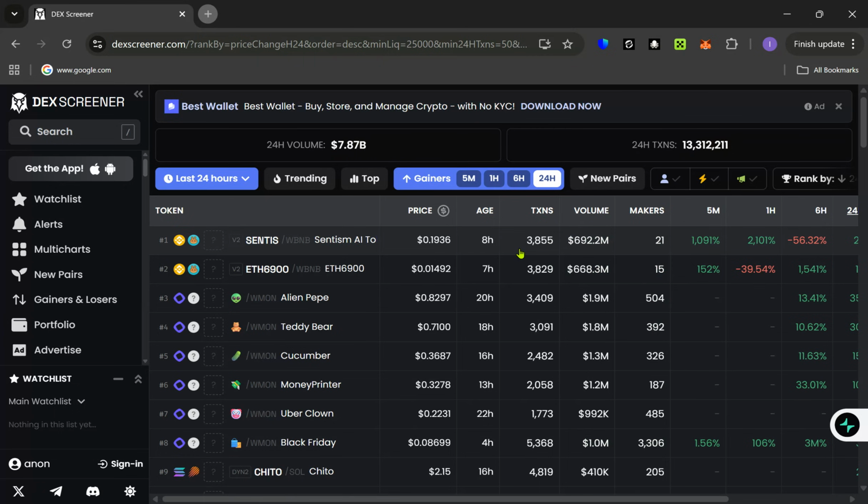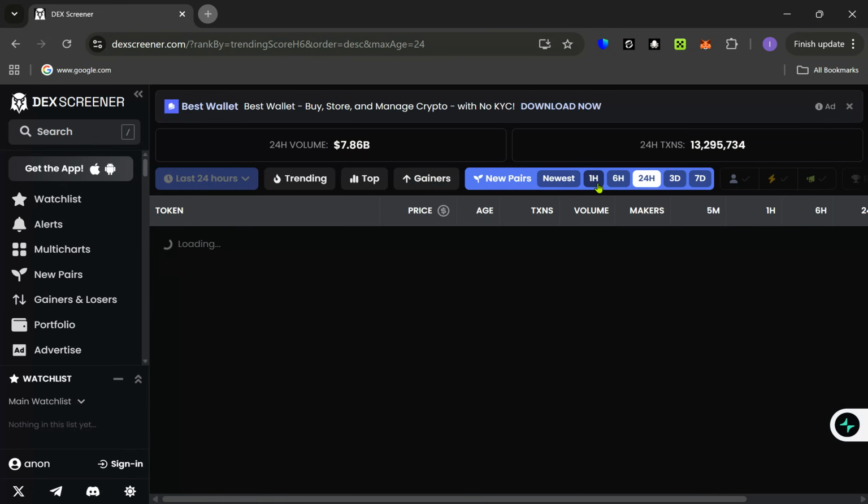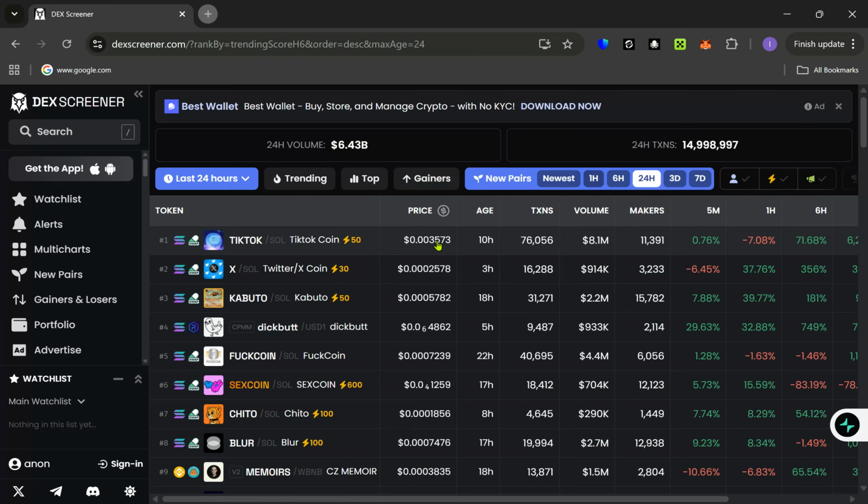And now if you wanted to see the newest token, the hot one in the market in terms of the newly created, the newborn baby tokens, you need to click on this new pair, and then after you click on new pair, you come down to the newest. You can see those created just 1 hour ago, 6 hours ago, 24 hours, 3 days, 7 days.